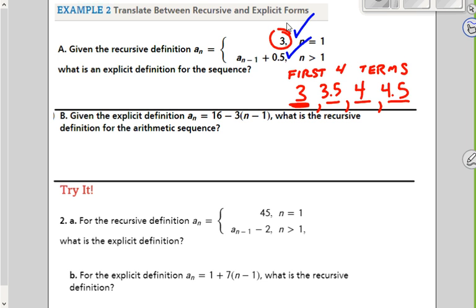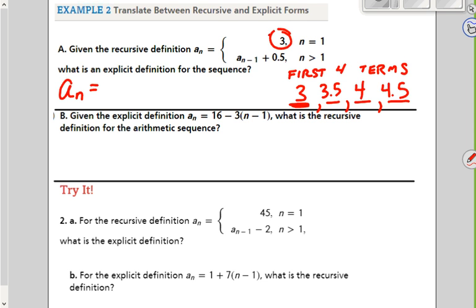For the explicit, it's just one line. You don't have to do the brace. And it basically ties both of those ideas into one formula. It packages them into one formula that allows you to plug in the term that you want to get to, and it'll give you the output. It'll give you that term number. Here we go. Here's how it works.